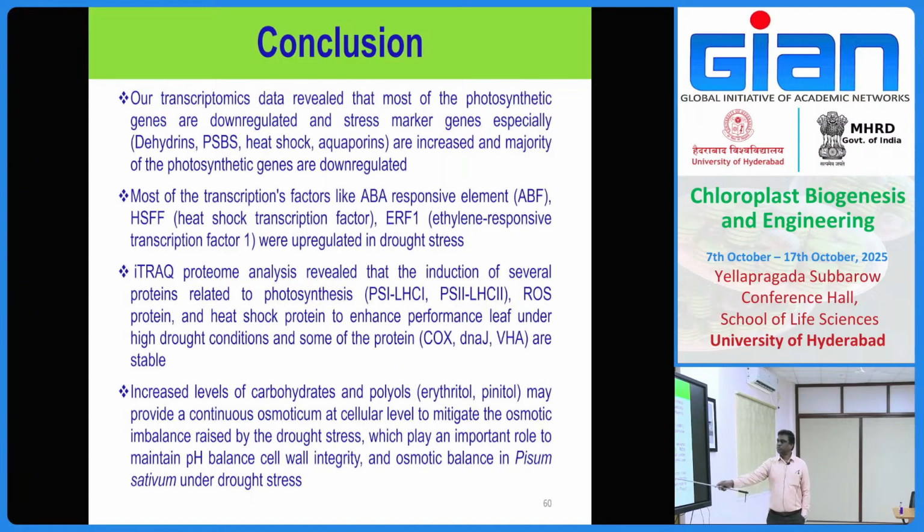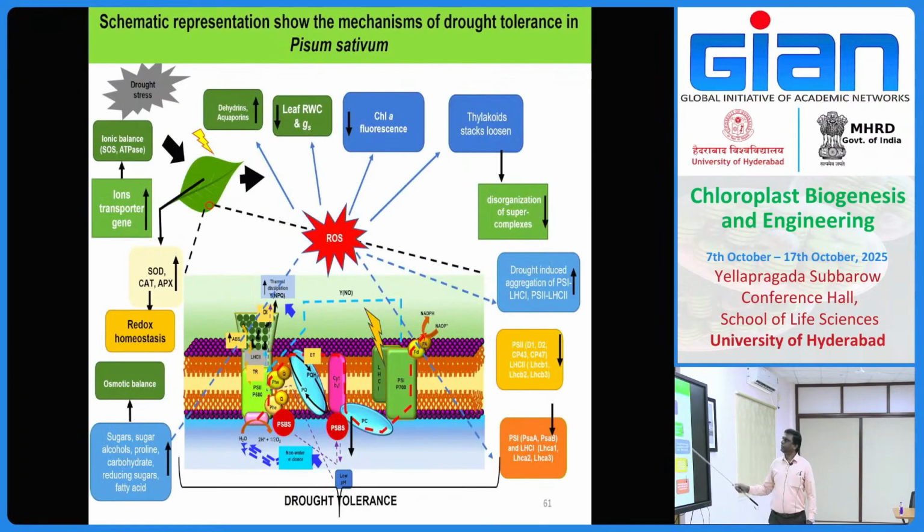So the carbohydrates and polyols have increased to maintain cell integrity. That's why these are osmolytes; you can also call them osmotic protectants. They maintain osmotic balance because of the carbohydrates and polyols. If they are not increased, the plants die immediately. When you give a stress, they will get immediately affected.